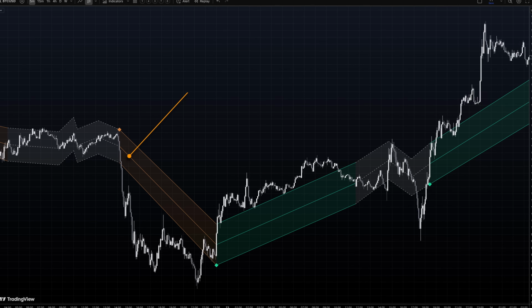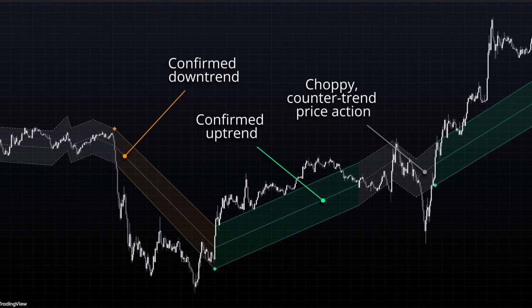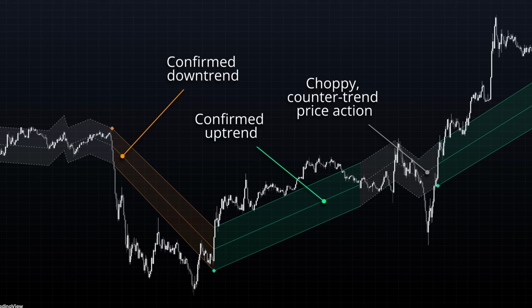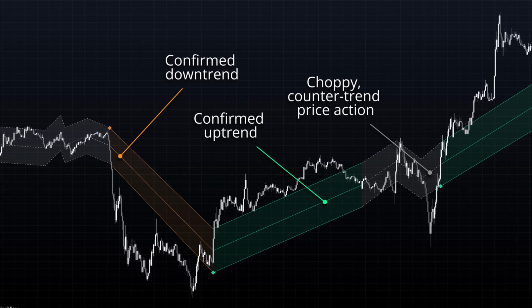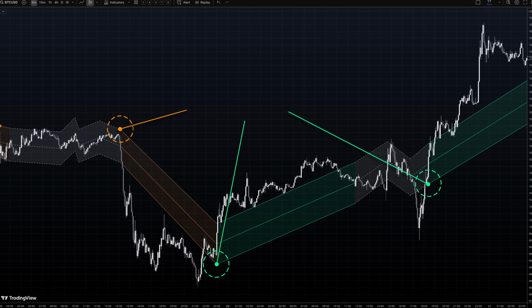The visualization employs distinct color coding, where uptrends display in green and downtrends in orange, with solid lines indicating confirmed trend direction and dashed lines showing counter-trend movements. Diamond markers appear at trend reversal points, providing clear entry and exit signals. The channels extend rightward, with projected future price levels calculated using linear extrapolation.